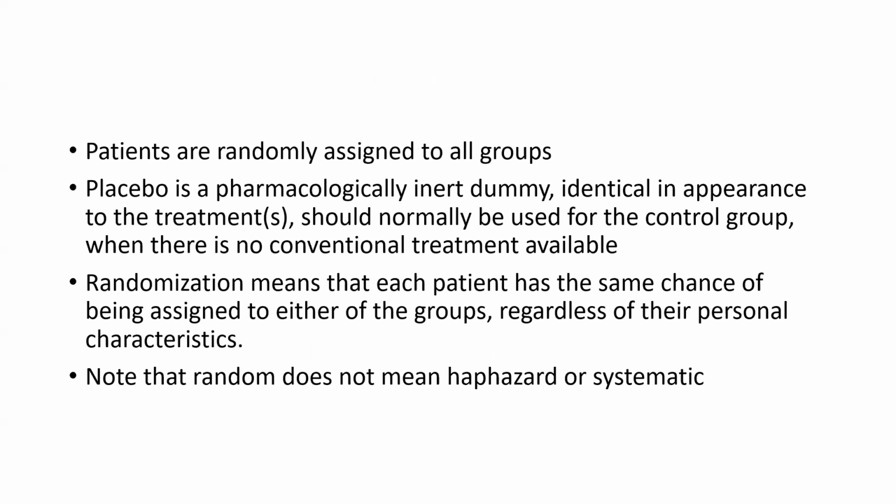Placebo is the pharmacologically inert dummy, identical in appearance to the treatment, and should normally be used for control group when there is no conventional treatment available. Randomization means that each patient has the same chance of being assigned to either of the groups regardless of their personal characteristics. Note that random doesn't mean haphazard or systematic.